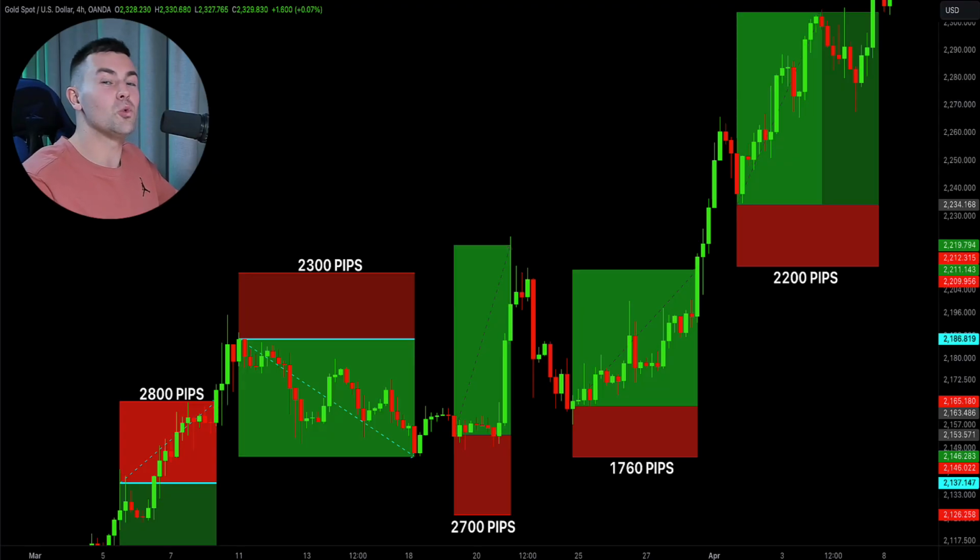Now let's calculate the best lot sizes for swing trading. The main time frames for swing trading are 4-hour and daily time frames. Let's start with 4-hour time frames trading. Here are 5 swing trades on gold on a 4-hour time frame, and the biggest stop loss here is 2,800 pips. $1,000 trading account will not be enough for swing trading gold with such a stop loss.